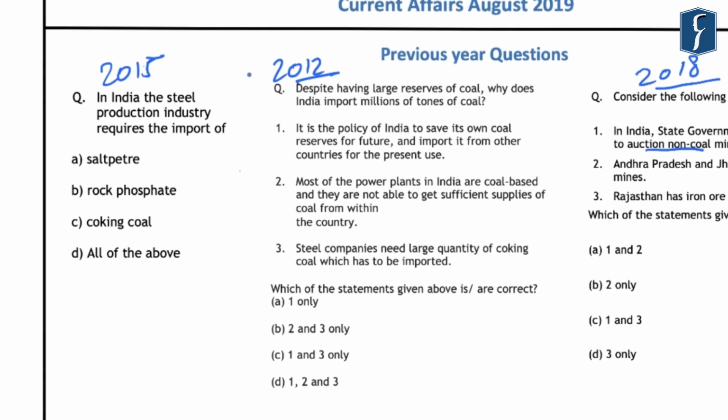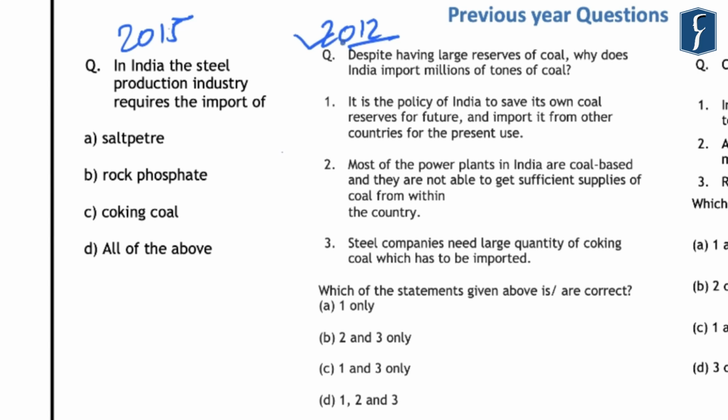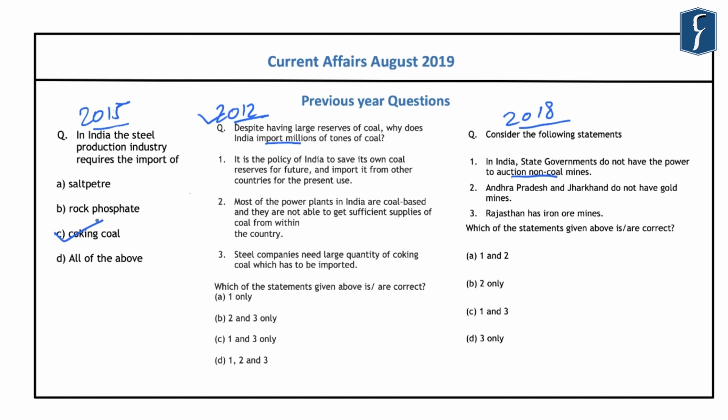Again, if you look at this question that was asked in 2012, it was related to the import of coal in India. So it reads, despite having large reserves of coal, why does India import millions of tons of coal? If you look at this question that was asked in 2015, it reads, in India, the steel industry requires the import of, and it was related to coking coal. So the questions in the previous years have been related to the import of coal in India, and also related to various government decisions related to the coal sector.